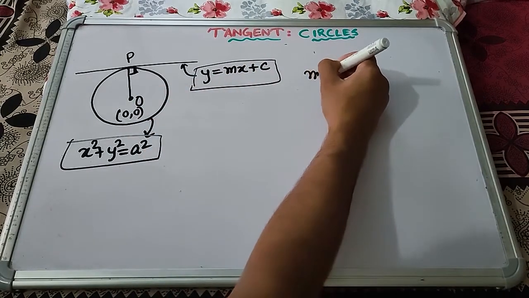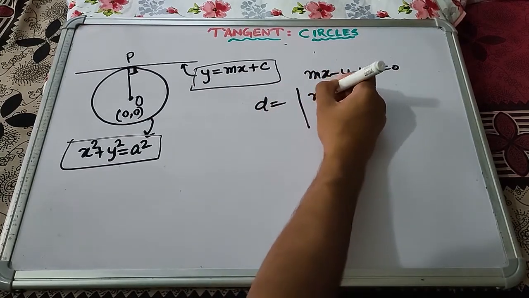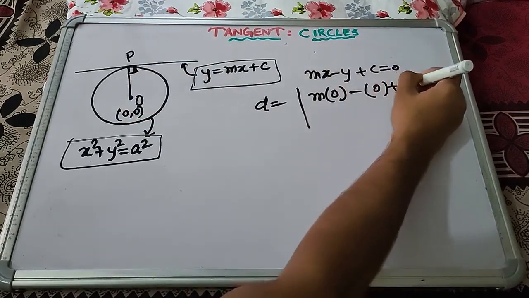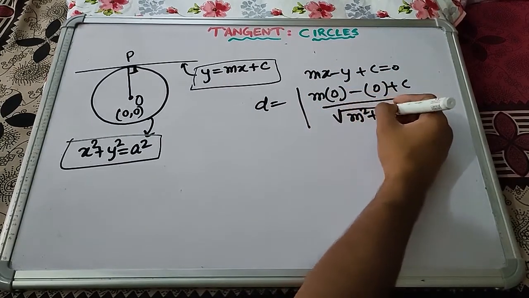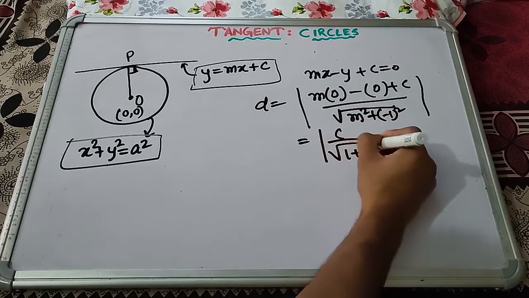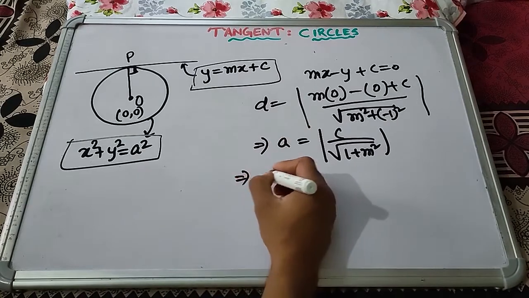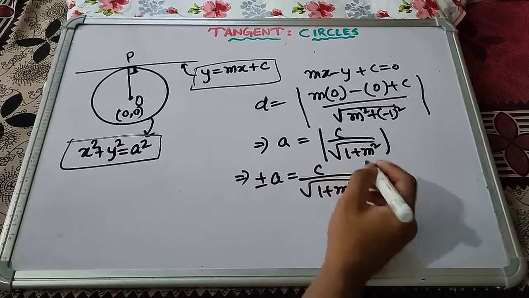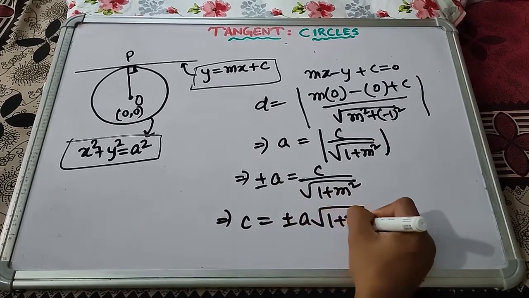Let us rewrite this line in this format: mx minus y plus c equals 0. So distance equals mod of m into 0, minus 0 plus c, by root under coefficient of x square and coefficient of y square. This is equal to c by root under 1 plus m square. And what is d? d is actually the radius. The radius over here is a. So we can write that plus minus a equals c by root under 1 plus m square. The plus minus came because of removing the mod. So c equals plus minus a into root under 1 plus m square.